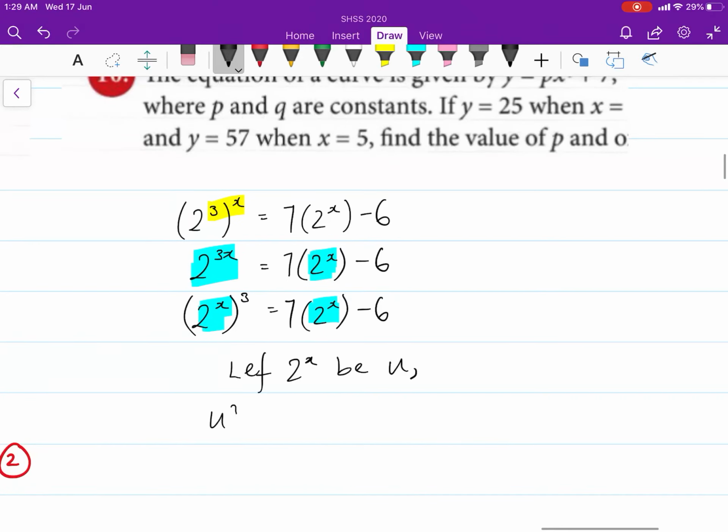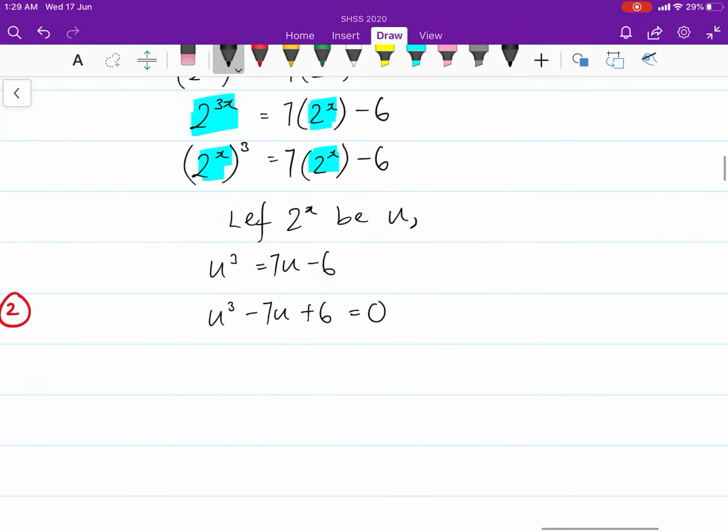I'll have u cubed equals to 7u minus 6. Bring everything over. U cubed minus 7u plus 6 equals to 0. If you realize this is a cubic equation, you must find a factor. Now, you can press your calculator to find a factor. In this case, I found a factor to be u minus 1. u minus 1 is a factor.